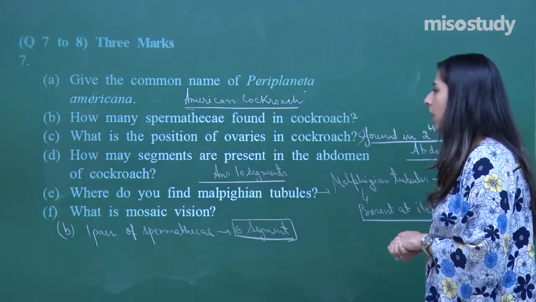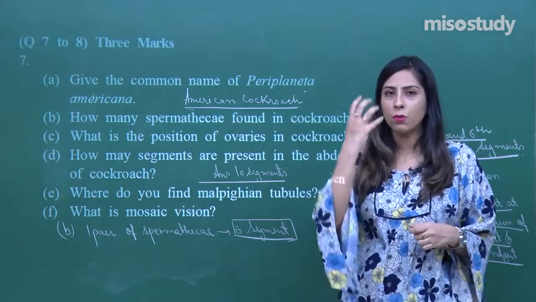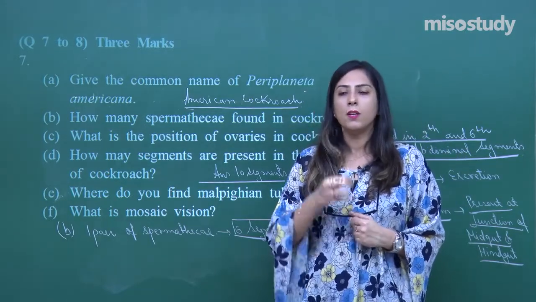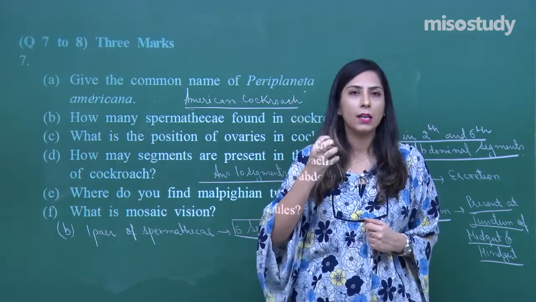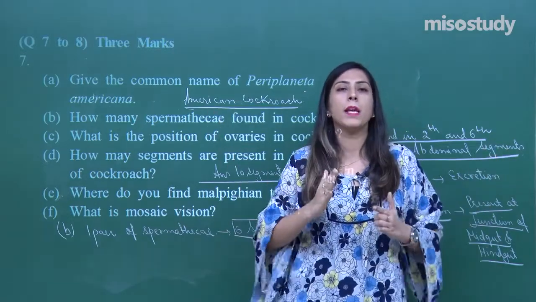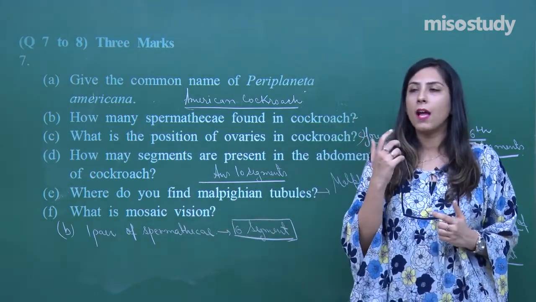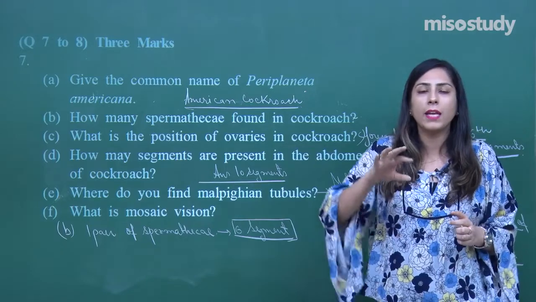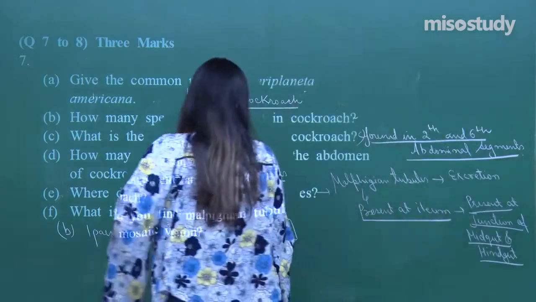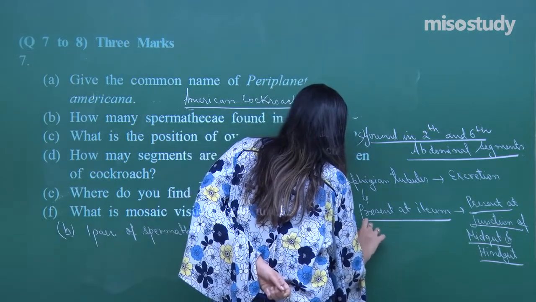Now, let's move on to the last part, that is the F part. What is mosaic vision? Mosaic vision is the vision when we talk about their eyes. When I discussed the sensory organs in this case, we discussed eyes. So the eye is made up of different ommatidia, and each of these ommatidia makes a separate image, and later on that image is combined, due to which these organisms can see clearly. Actually, they cannot make an exact image, but any movement of a predator can be easily felt.